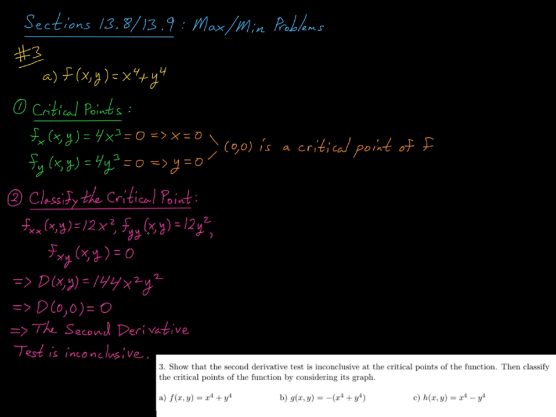The xx, the yy derivatives are here. Here's the mixed partial there, it's 0. So d of xy is 144 x squared y squared. Now if I evaluate that at 0, 0, the critical point, I get that d is 0.